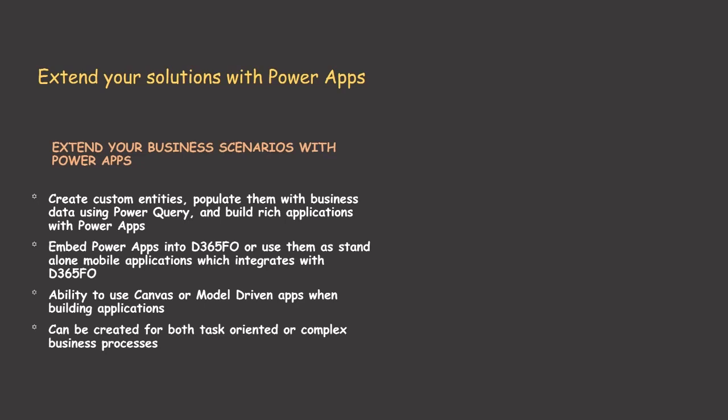So not unlike the BC, as far as I know, in BC you can't embed the Power Apps unless you do the customization, whereas with F&O it comes with the product, so you could embed them inside. And you can use Canvas or model-driven apps when I'm building applications. And if it's a complex application, it can be created for both task-oriented or complex business processes. So if it's a complex business process, you could leverage model-driven. But if it's task-oriented, then you could probably leverage the Canvas. So that is kind of the example that we can give.